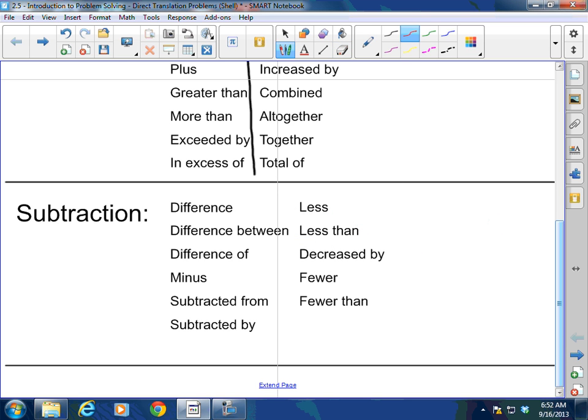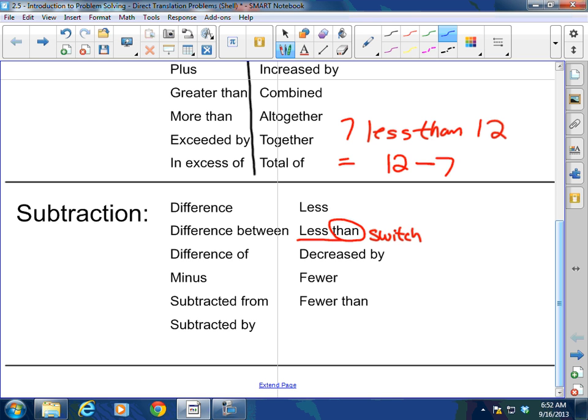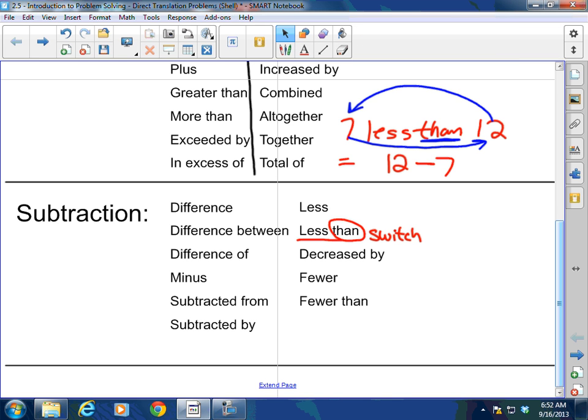However, less than is a different story. Less than, basically, whenever you see the than, think switch. You're basically going to switch the first term for the last term. What am I talking about? 7 less than 12 really means 12 minus 7. Whenever I have the less than, I'm going to put the last value in the front, and I'm going to put the first value in the back. So I'm just going to switch it. So that's why whenever I see less than, I always think switch.